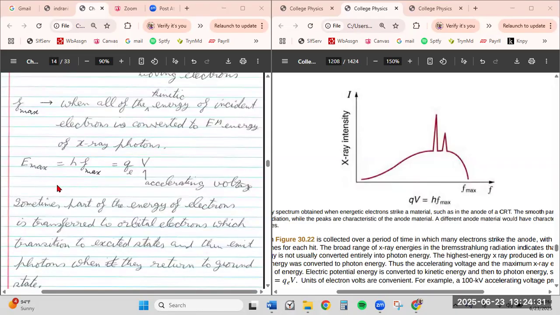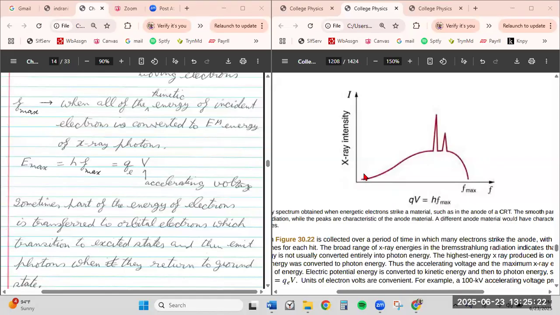So the maximum kinetic energy of the electrons corresponds to hf max, and in an X-ray tube, electrons are accelerated by allowing them to move across a potential difference. And this V is the potential difference which accelerates the electrons. So hf max is the charge of the electron times the potential difference across the X-ray tube, because QV, charge times the potential difference, is the energy that a charge acquires as it accelerates across that potential difference. So that's basically the smooth part of the curve.